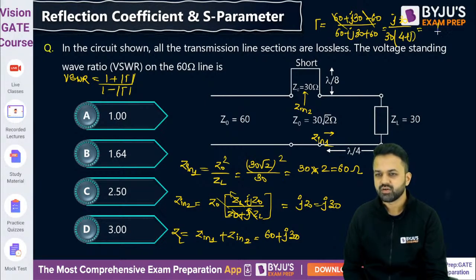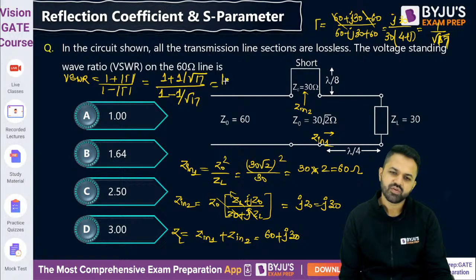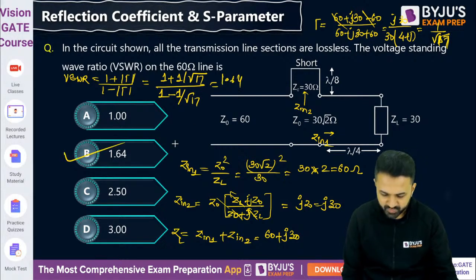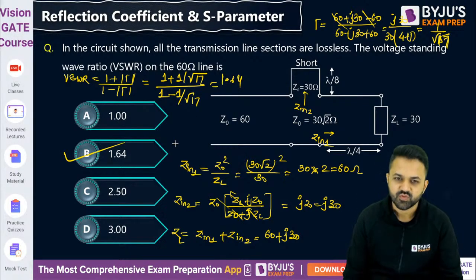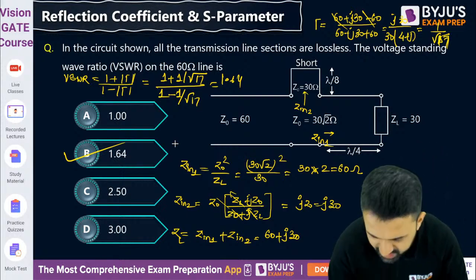So it is coming to 1 upon root 17. So 1 plus 1 upon root 17 divided by 1 minus 1 upon root 17. You will get 1.64. How many of you got this answer? 1.64 will be the right answer.